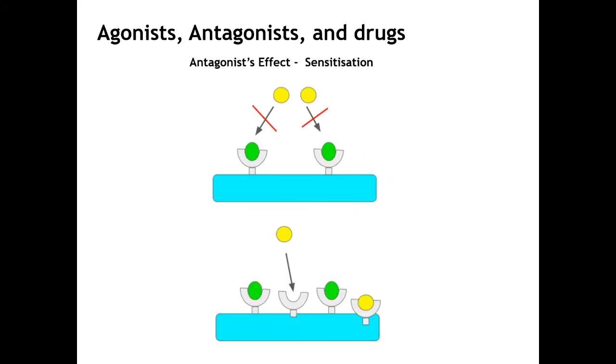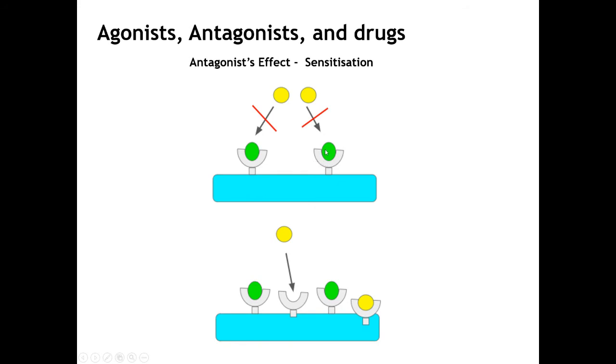What this can mean is we get sensitization. So whereas normally on a postsynaptic neuron you would have 2 receptors, and this means that if your body produced 100 neurotransmitters, there was still only a reasonable number of receptor sites for it to bind.